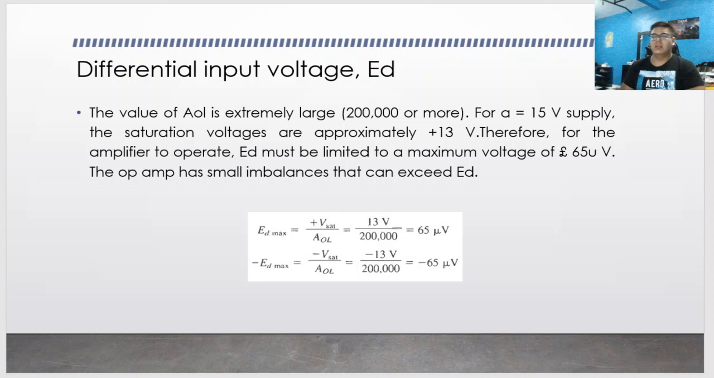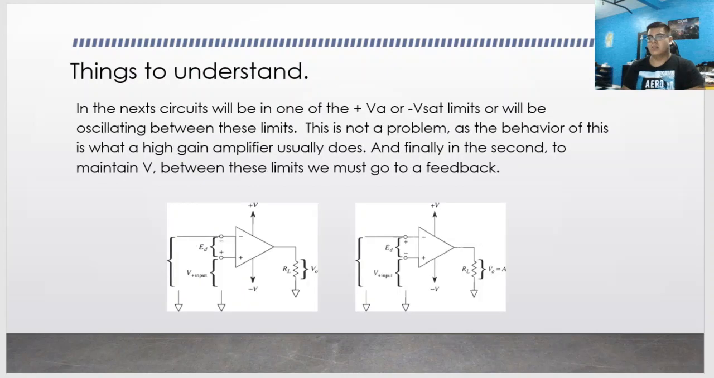Things to understand about the next circuit: it can be a straight connection of the OpAmp, the non-inverting and the inverting connection. The limit of the relation between these limits is not a problem. The behavior is what an amplifier usually does. Finally, to maintain VO between these limits, we must use feedback.